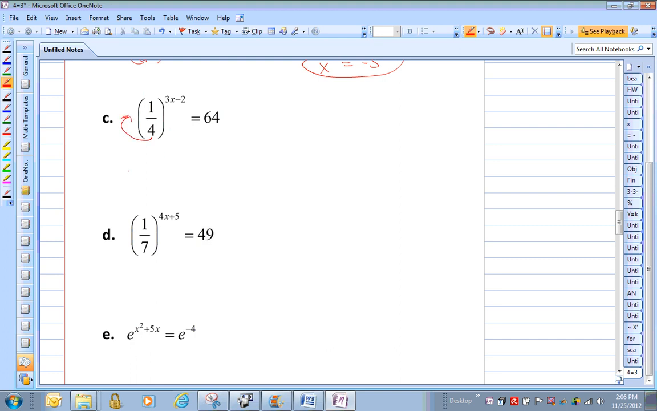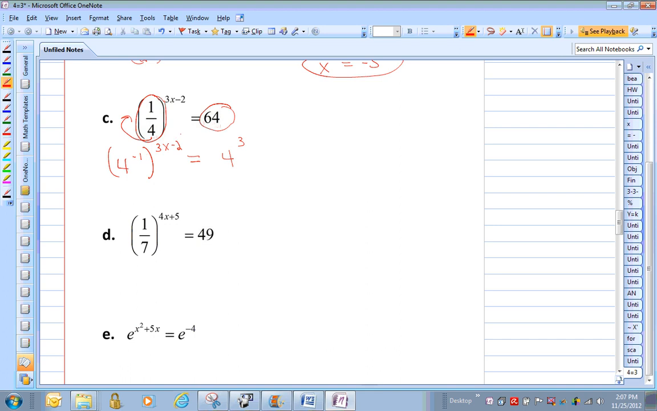And when I move my 4 up, I'm going to get 4 to the negative 1 power. That replaces the 1/4. Now, it's still raised to the 3x minus 2. Be really careful. Equals, and on this side, I'm going to rewrite 64 as 4, and I believe that would be to the 3rd power. 4 times 4 is 16, and 16 times 4 would be 64.